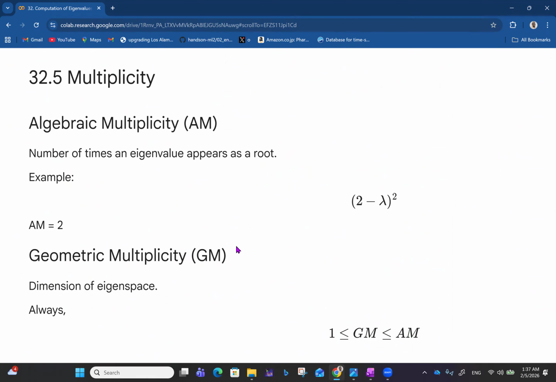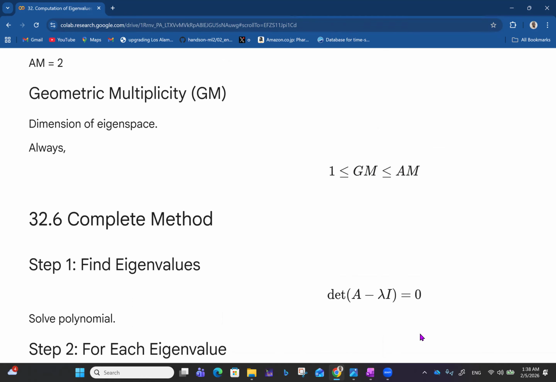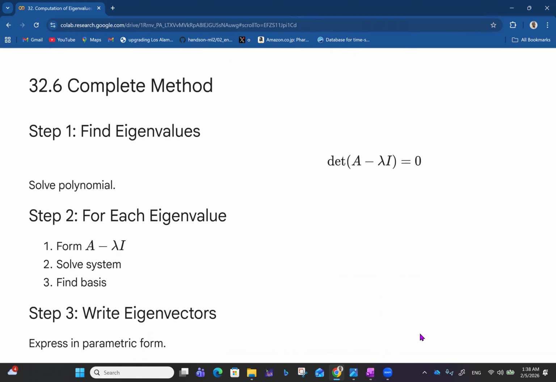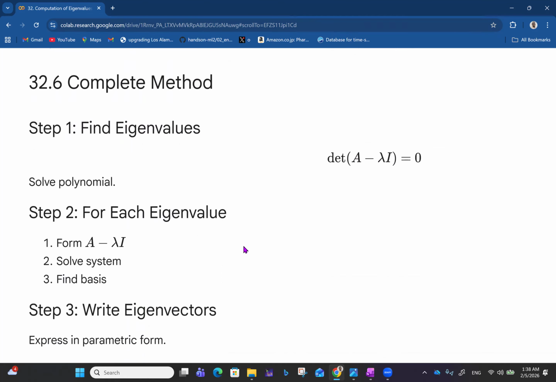Then we have geometric multiplicity. Geometric multiplicity talks about the dimension of the eigenspace. Maybe in video 34, this is video 32, I'll be talking about eigenspace, so you can watch out for that. When you talk about the dimension of the eigenspace, the geometric multiplicity is always between 1 and the algebraic multiplicity. So 1 is always less than or equal to the geometric multiplicity, which is always less than or equal to the algebraic multiplicity.